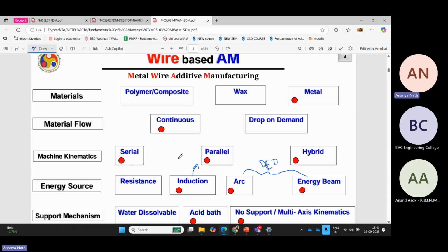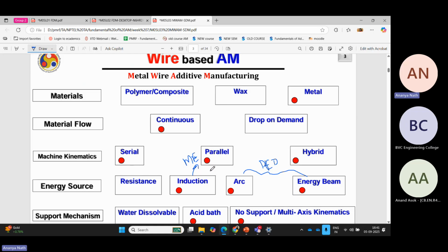This is used only in case of material extrusion, because there are two classifications which can print wire. One is material extrusion, next is directed energy deposition. In material extrusion, your heat source will not come out of the nozzle or out of the machine. It will be inside the machine and it will not interact with the material directly on top of the build plate. It will interact with the material before coming out of the nozzle. So that is the main phenomenon of material extrusion.